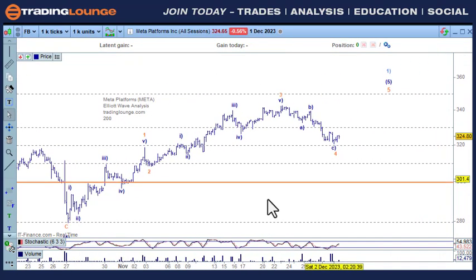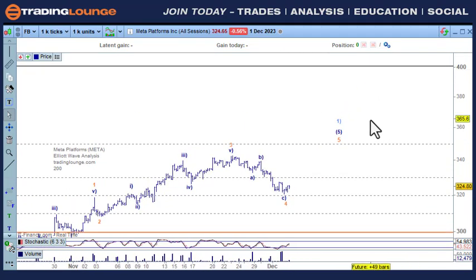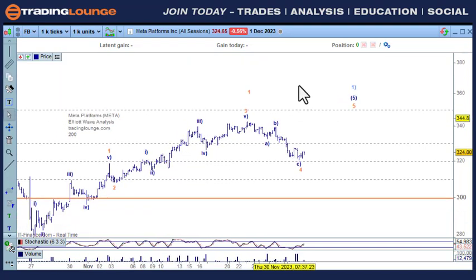And we may need to do the same thing with Meta as well. So we won't be going 3, 4, 5. We could be, and I'll be keeping an eye on it. We've got a nice ABC down here already. But otherwise, we'll be looking at this as a wave 1 over here for this as well.